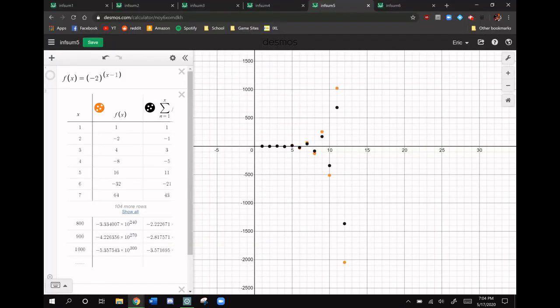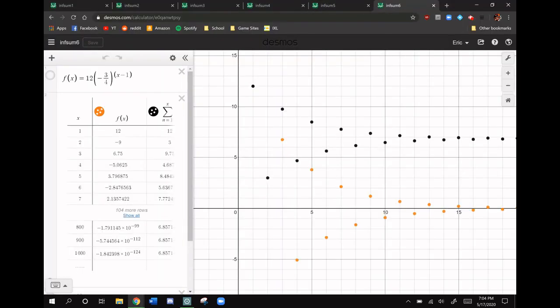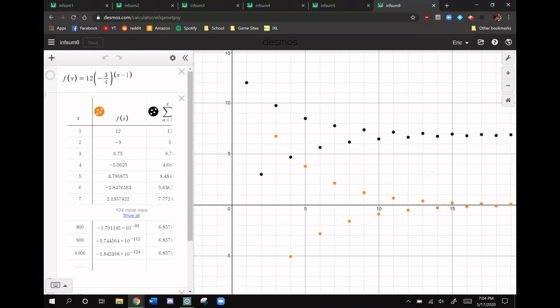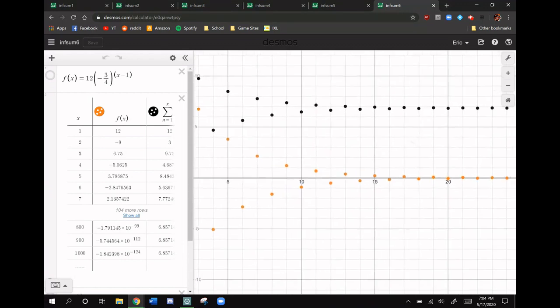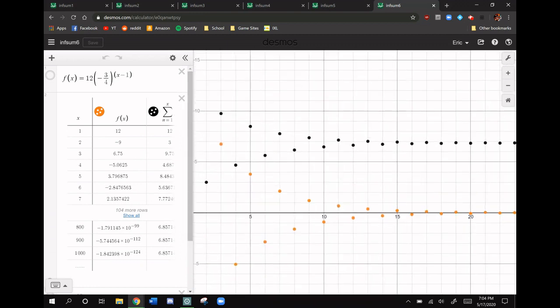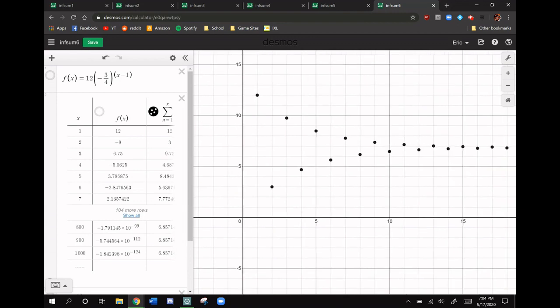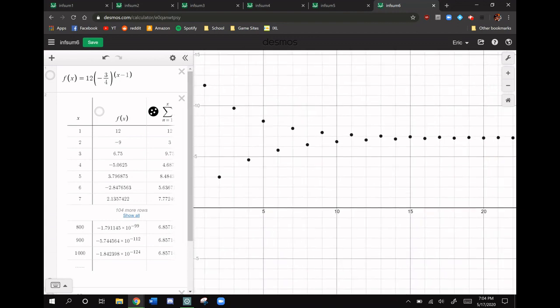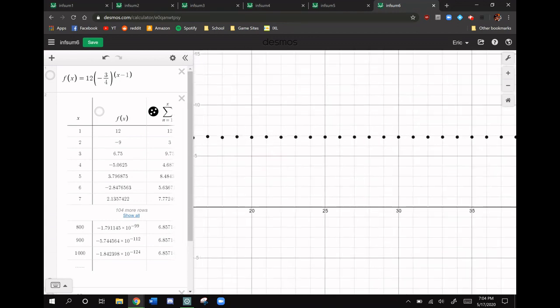This one's even cooler than the last one. All right, this one bounces back and forth again because it has that negative thing, but it doesn't bounce back and forth and get really, really big. It starts to narrow down. It gets closer and closer and closer to a single value. Okay, you can see this black line here. I'm going to turn off this one because it's a little bit confusing.